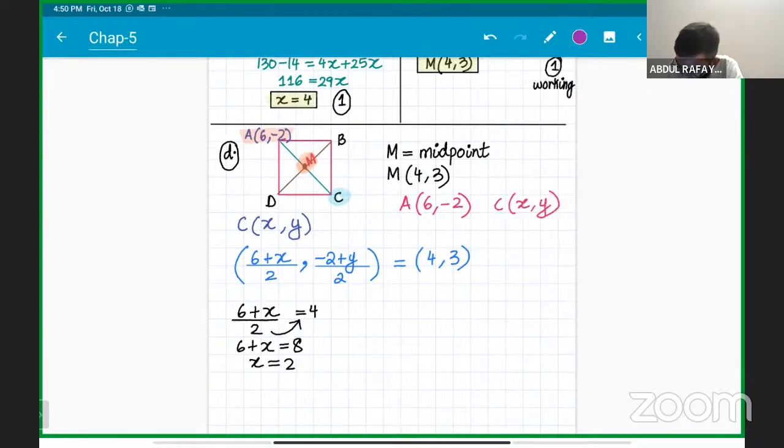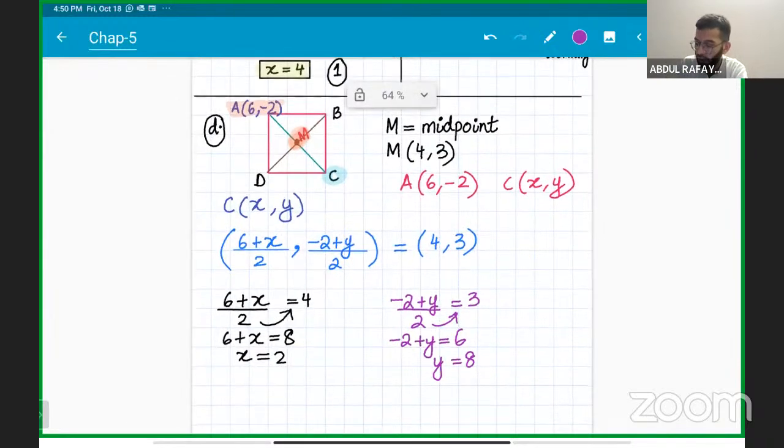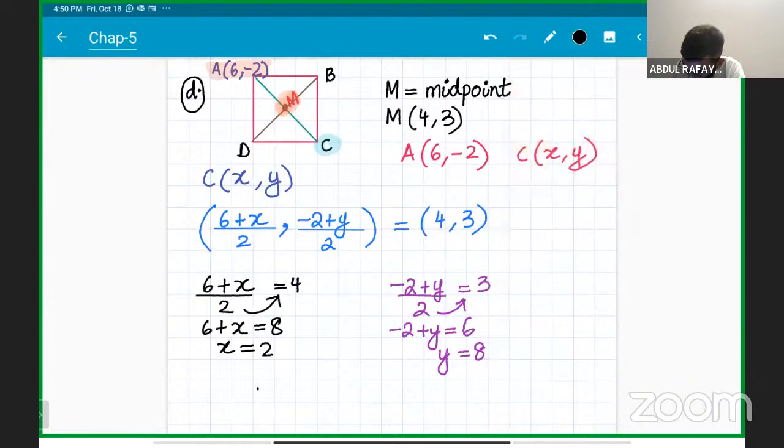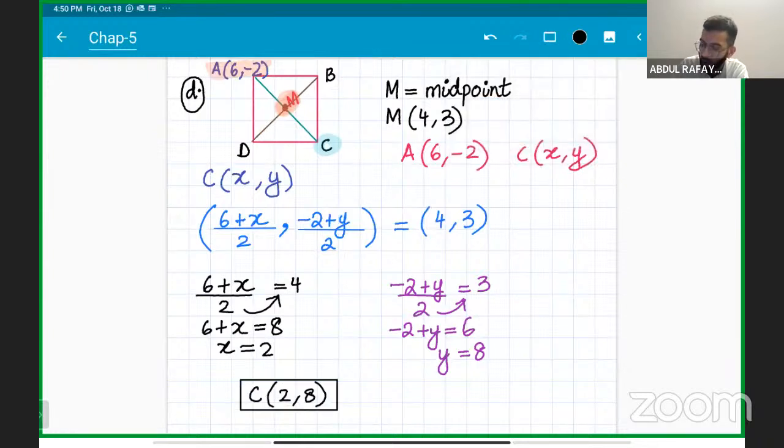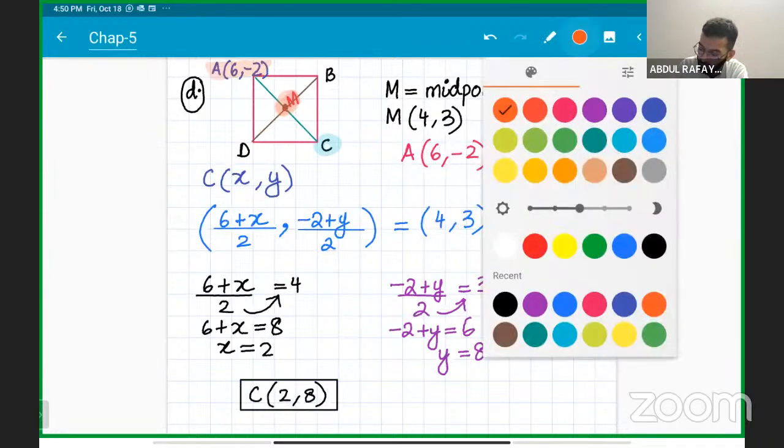And similarly, minus 2 plus y divided by 2 is equal to 3. Cross multiply, 2 3s are 6. Minus 2 plus y is equal to 6. y is equal to 6 plus 2, which is 8. The C coordinates are 2 comma 8, and that is how you will get the 2 marks, 1 mark for the x value and 1 mark for the y value, students.